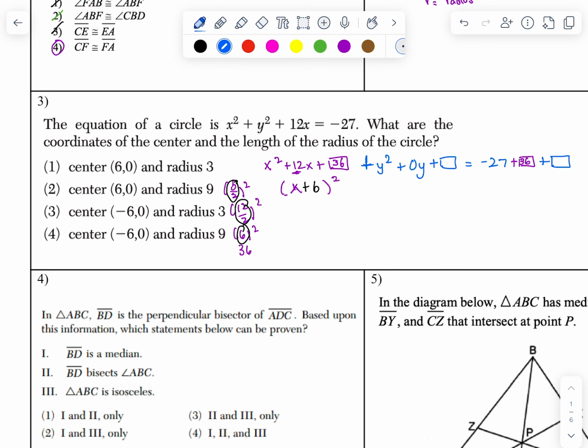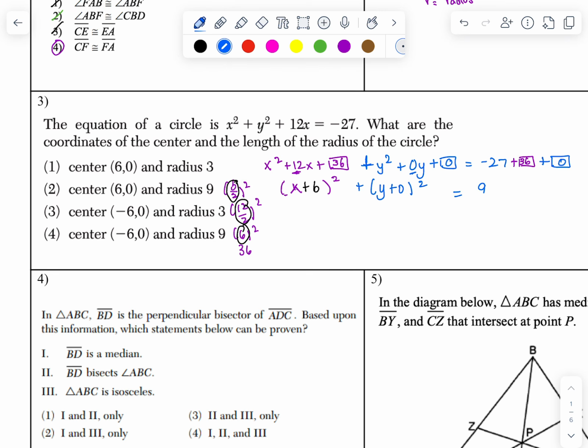Let's find the number that completes the square for the y terms. 0 is the b coefficient. So 0 divided by 2 squared would just be 0. And then when we're factoring that, it doesn't matter if you write plus 0 or minus 0. 0 doesn't have a sign. And now let's clean up the other side. Negative 27 plus 36.